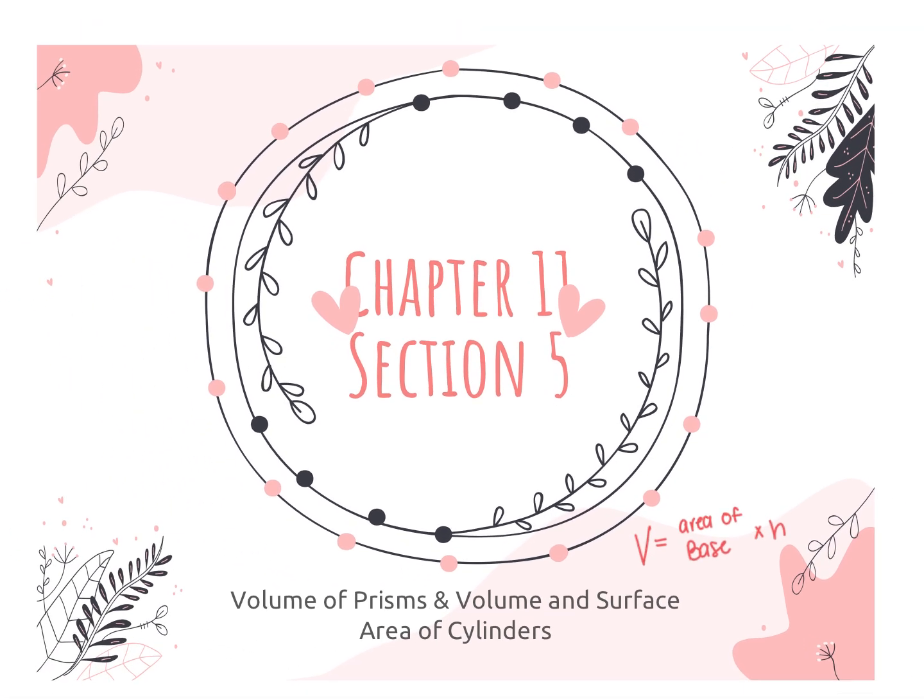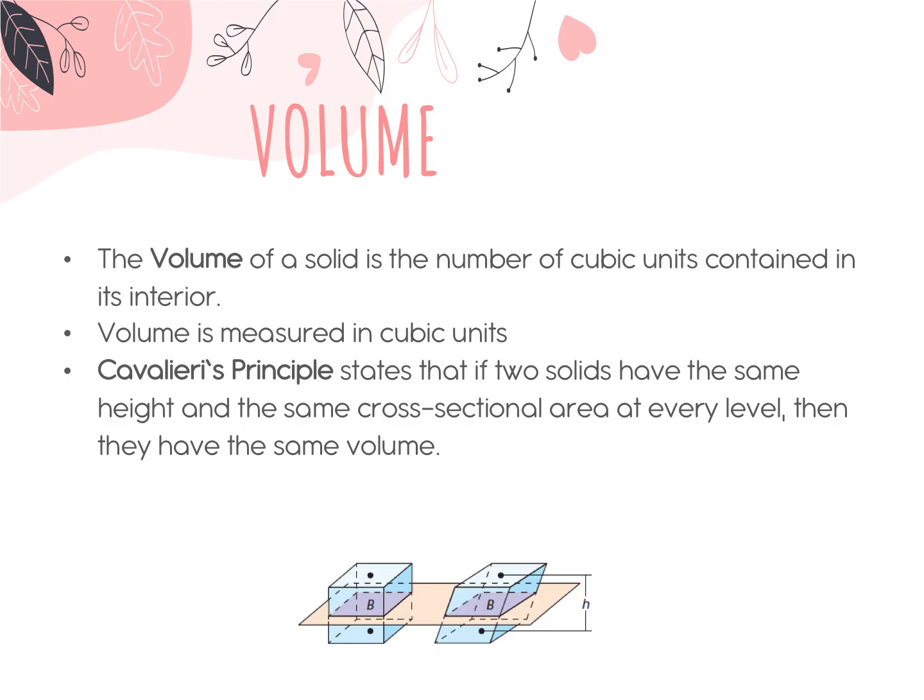Looking at this, it says the volume of a solid is the number of cubic units contained in the interior. So volume is the measure of what's inside. Volume is always measured in cubic units. So when you're writing your units, please make sure it has a 3, not a 2. Okay, it's cubed, to the power of 3, not squared. Surface area is squared.